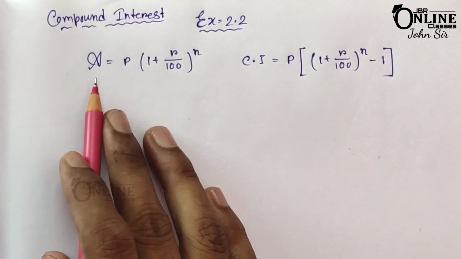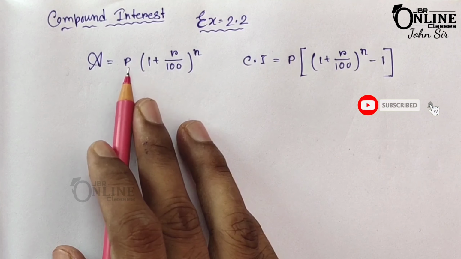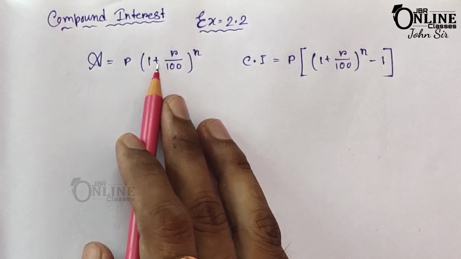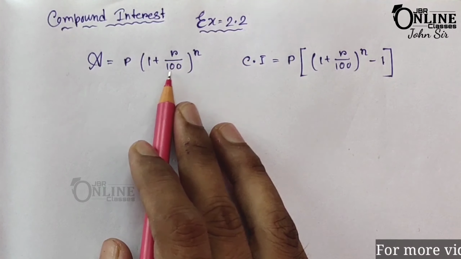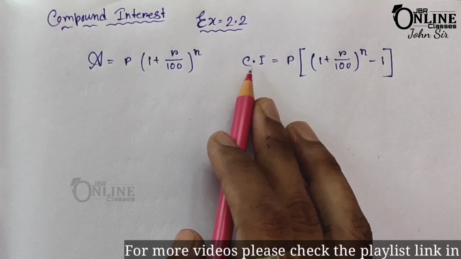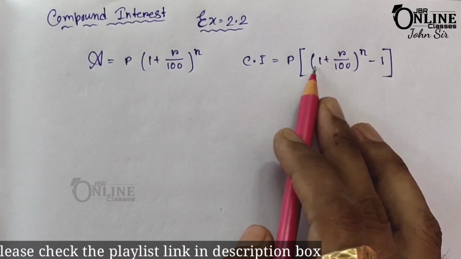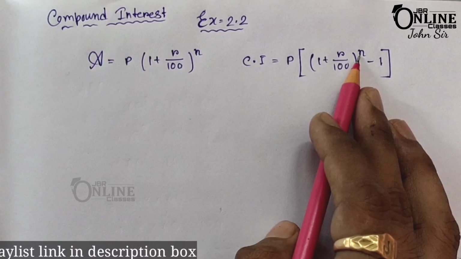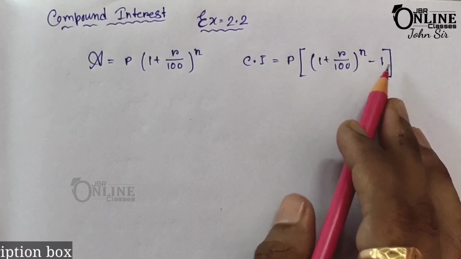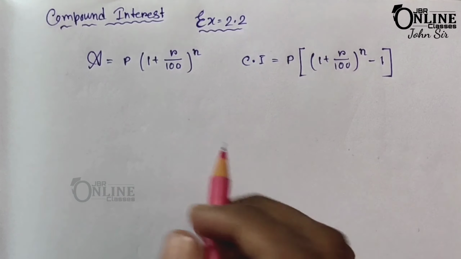So here the formula of amount A equals principal into (1 plus rate of interest divided by 100) whole to the power the given time. And here CI, that means compound interest, equals principal into [(1 plus r by 100) whole to the power n minus 1]. With the help of these two formulas, we are going to solve the exercise problems.